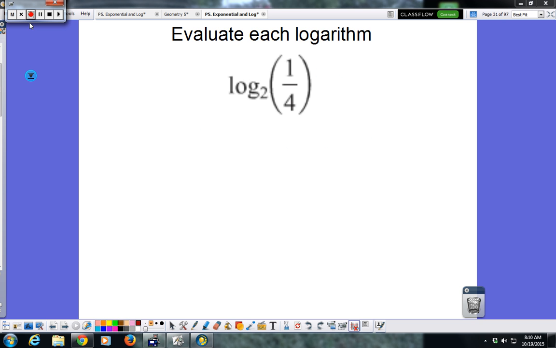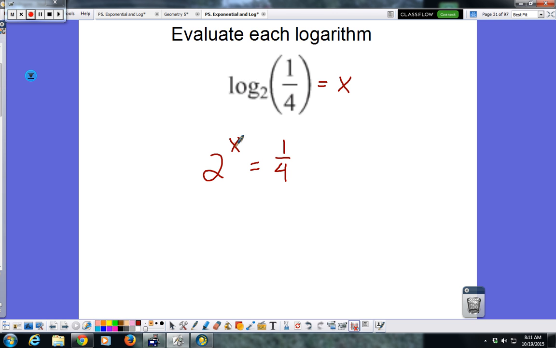Next problem, log base 2 of 1/4. Again, if you need to, put the equals x so you can rewrite it in logarithmic form. 2 to the x power equals 1/4. Now we've got to solve that. We know that 2 to the second power is 4, 2 to the third power is 8. That's getting bigger and bigger because it's exponential. We need to go the other direction. 2 to the 0 power is 1.